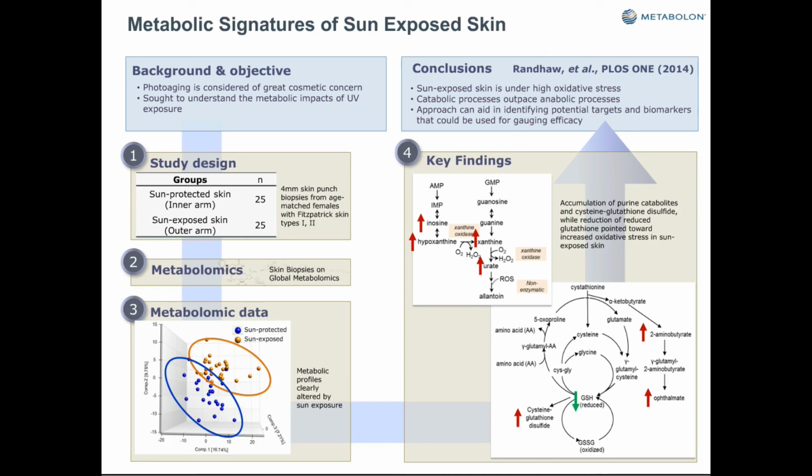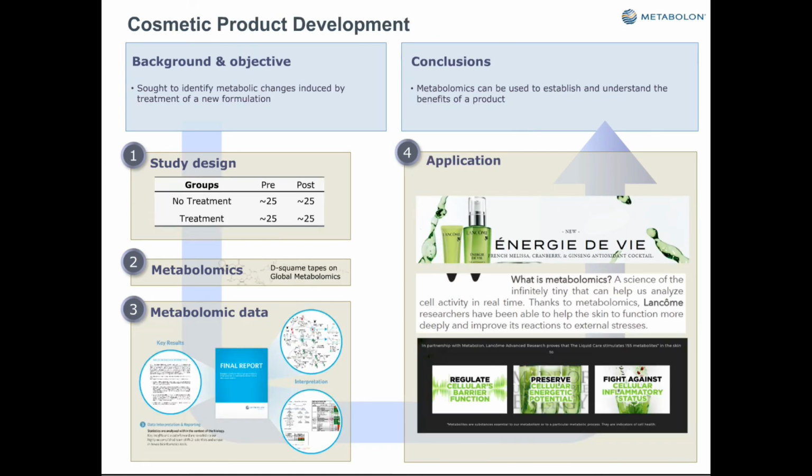Collectively, all of those suggest that the sun-exposed skin is under high oxidative stress, and some of those metabolites can be used as potential targets or biomarkers for UV exposure, as well as for gauging or testing drug or treatment efficacy. And the technology can also be used for product development.